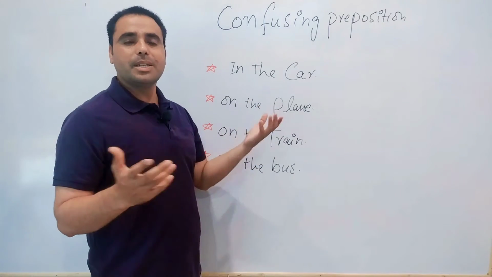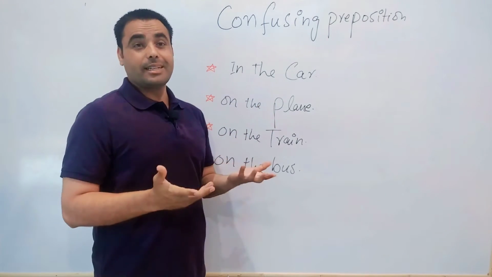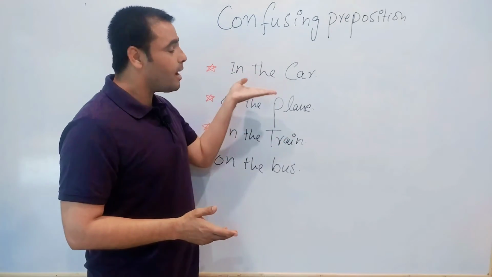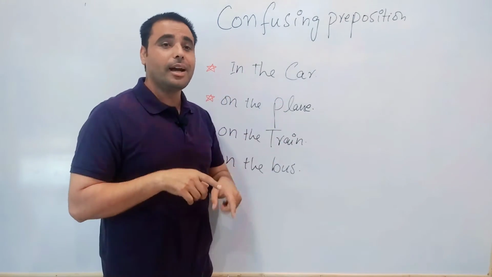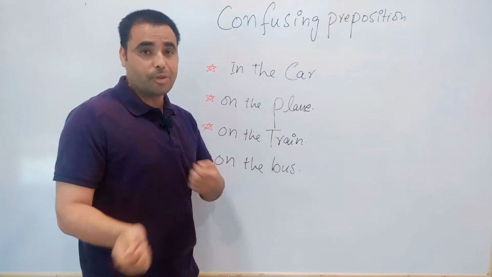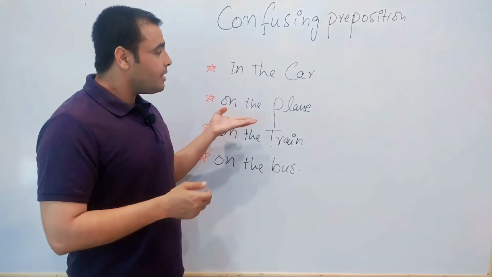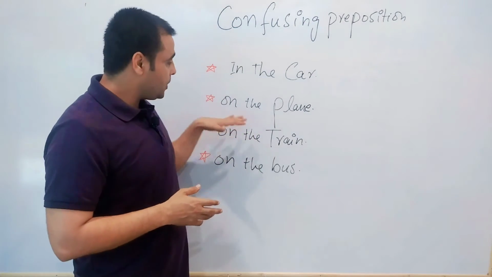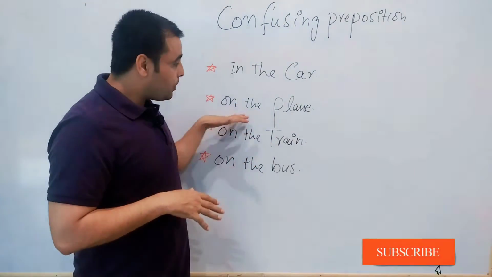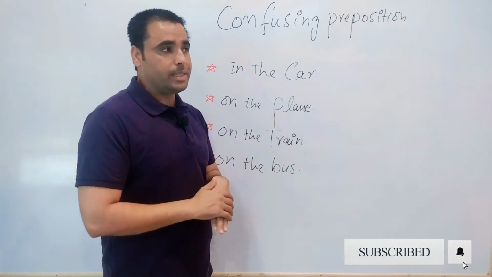For example, my father, he is in the car. My friend is in the car. So in the car, now you see it's a closed area. You cannot walk around, you cannot make any movement easily from one place to another. Then how do we say on the train? ऐसा क्यों बोलते हैं? Sorry, on the plane. On the plane हम क्यों बोलते हैं?